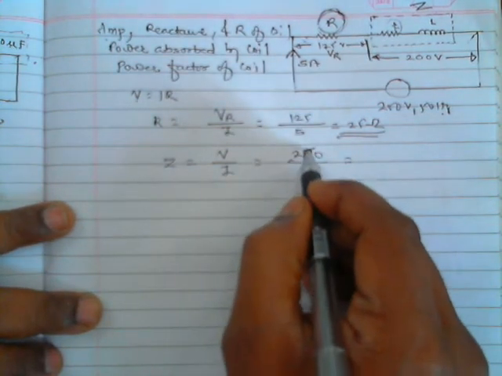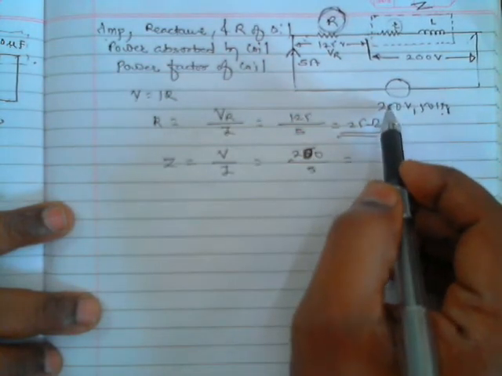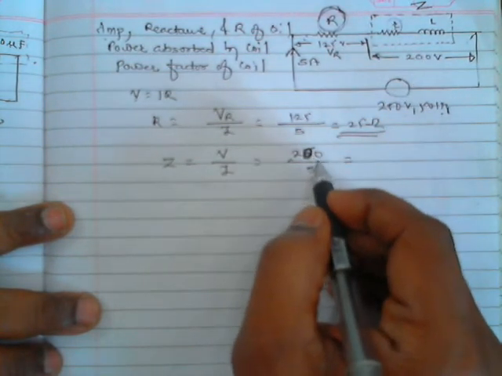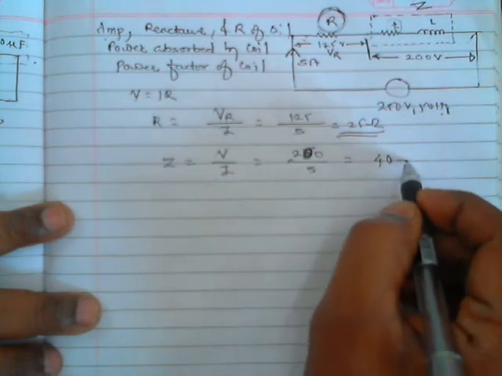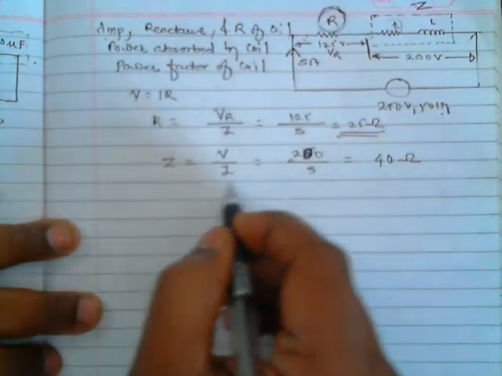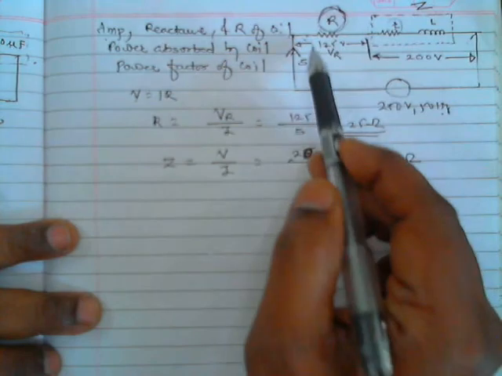No, 200. Sorry. Total voltage is 250. For the coil it is 200 only. 200 by 5, that is 40 ohm. Right? Now what will be the total impedance of this circuit?